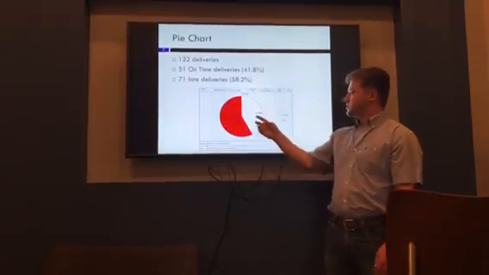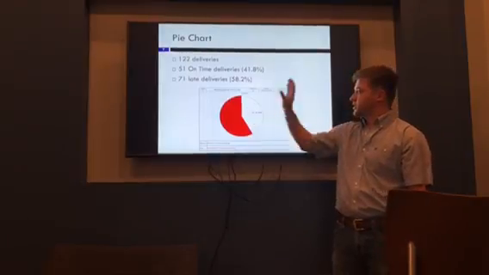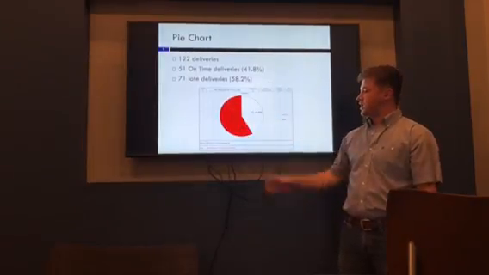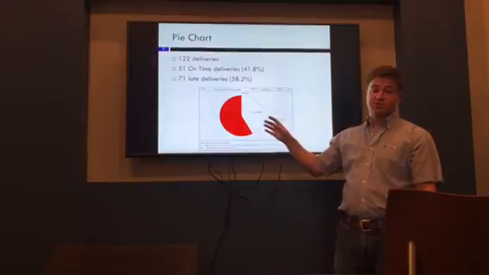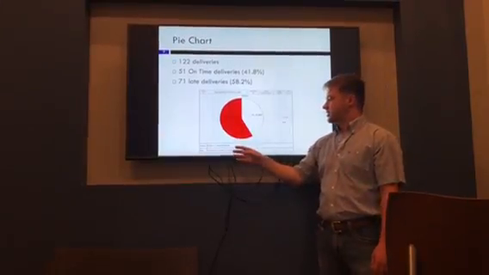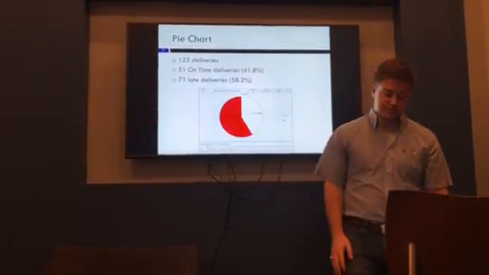So after looking at this, you see the percentages. We see that there's 71 late. And after looking at this, we can determine May's the worst month. And the next thing would be to look at is the Pareto graph.